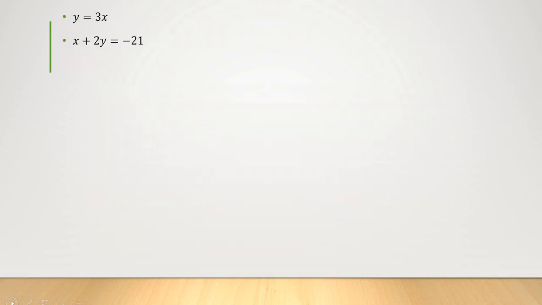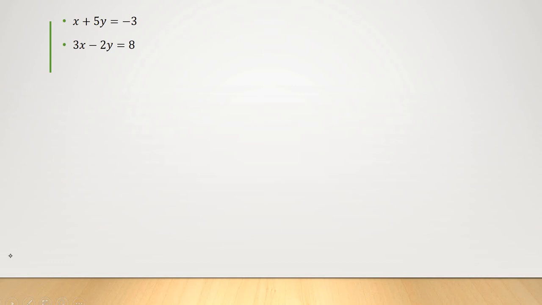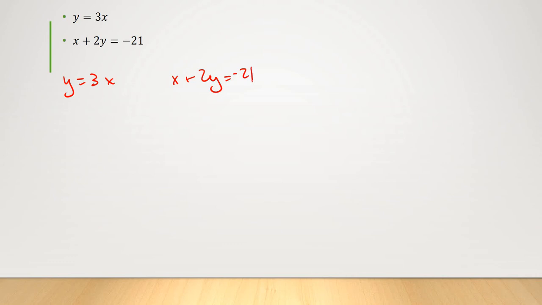So the first step says to solve one equation. First thing we've got to do is write them side by side. So we're going to go ahead and write these next to each other. There we go. That's better. y equals 3x and x plus 2y equals negative 21.